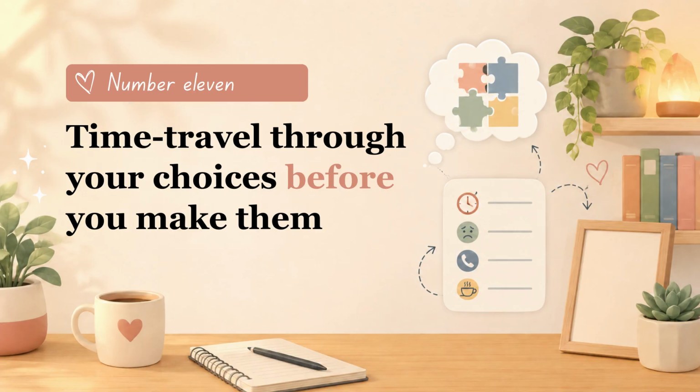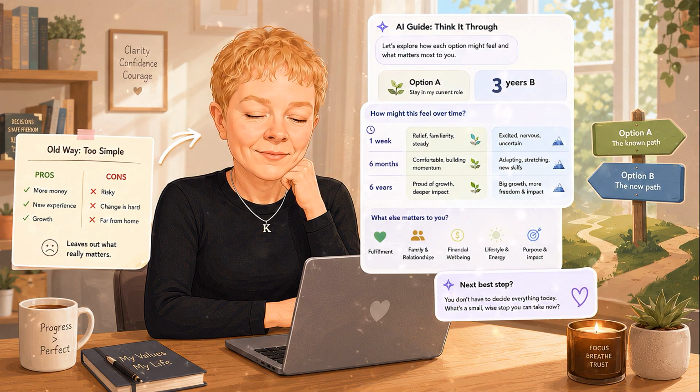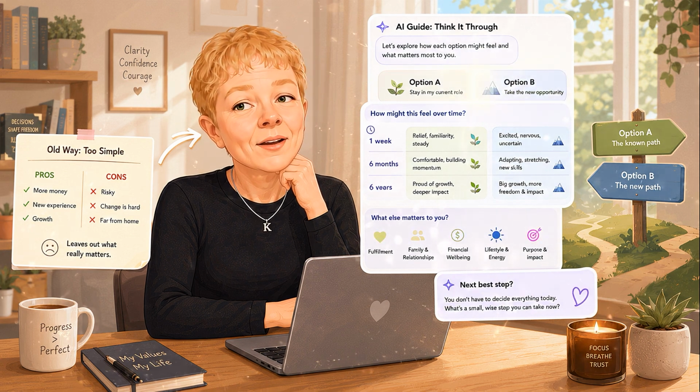Number 11, time travel through your choices before you make them. Now, you have a big decision coming up. Don't just make a pro con list. Ask AI to walk you through how each option might feel 1 week from now, 6 months from now, and 3 years from now.